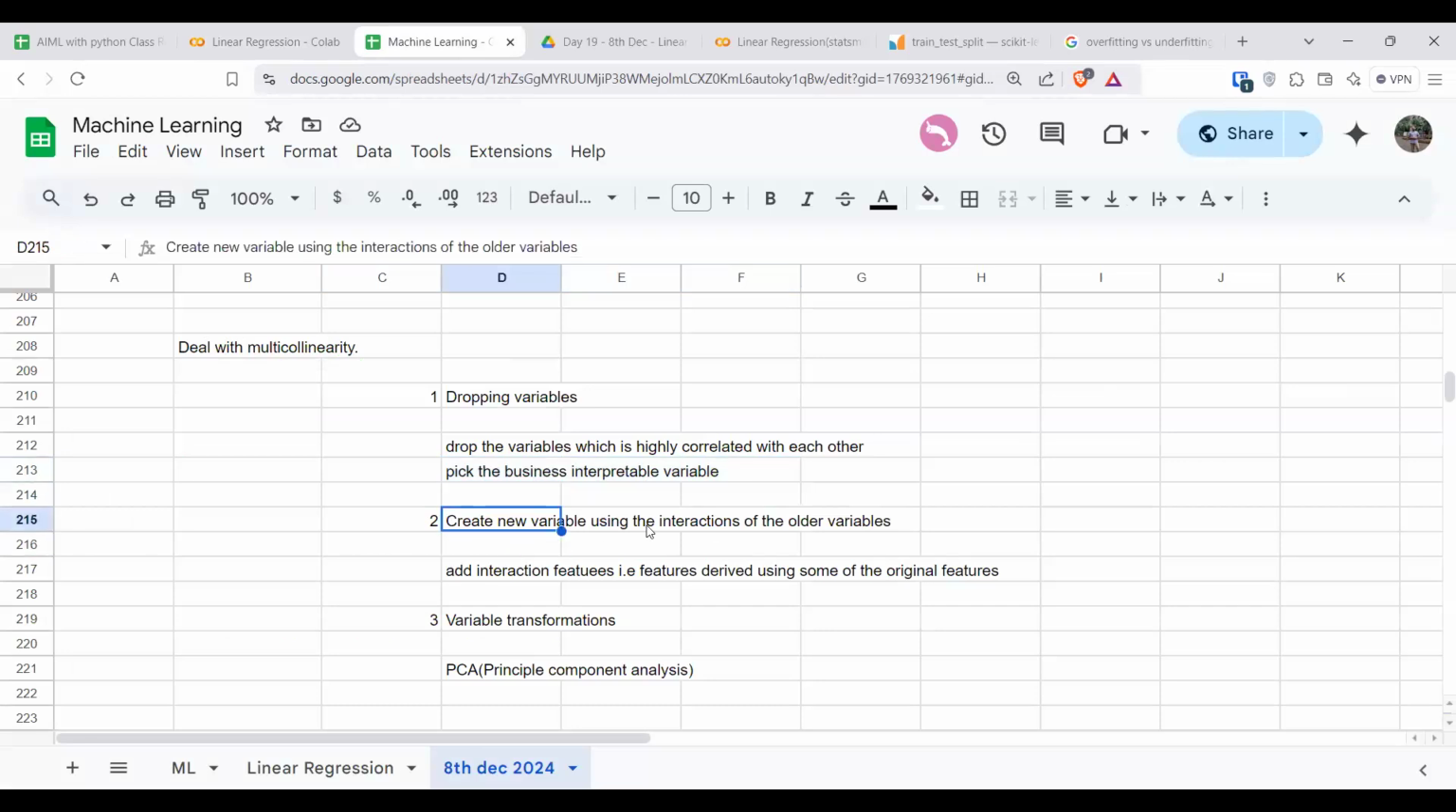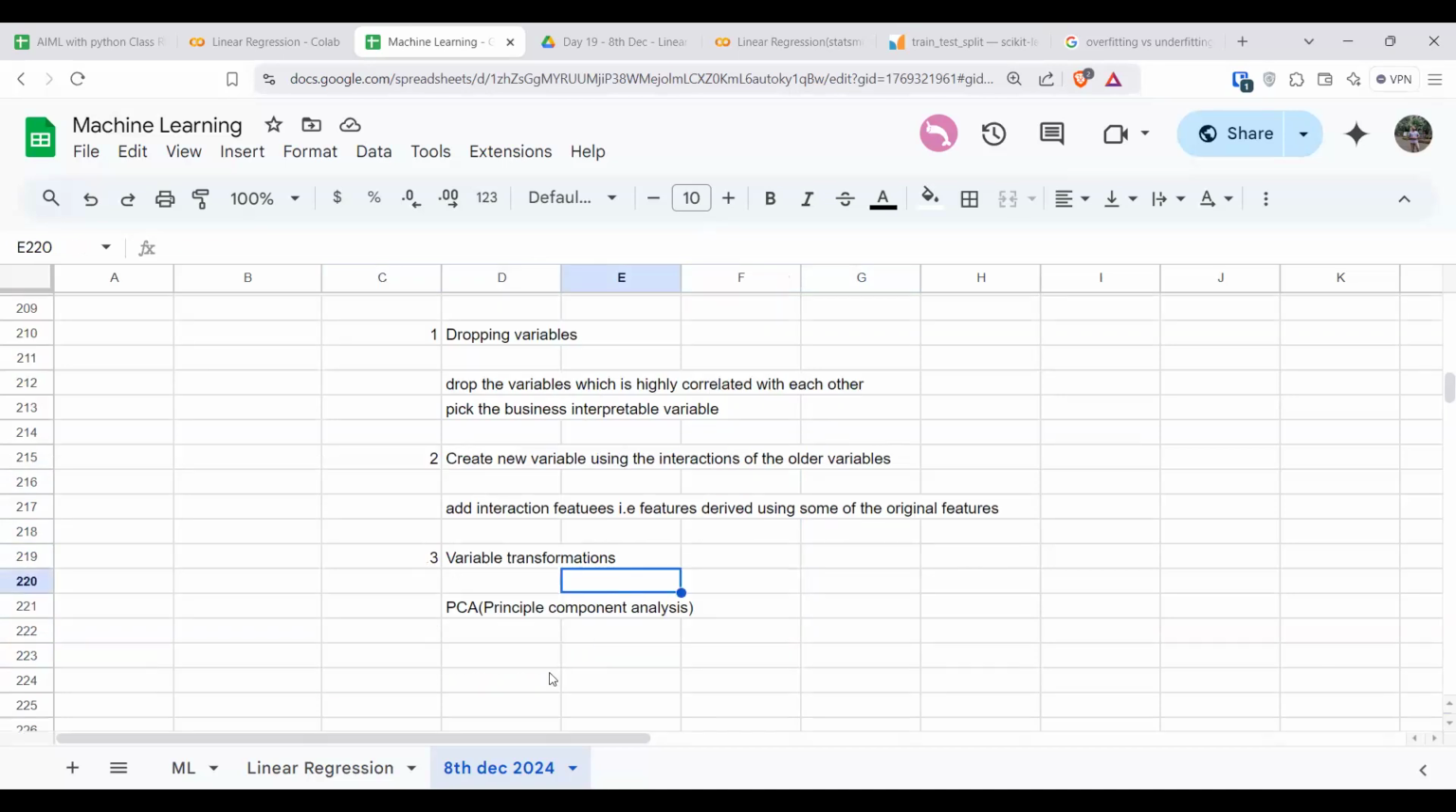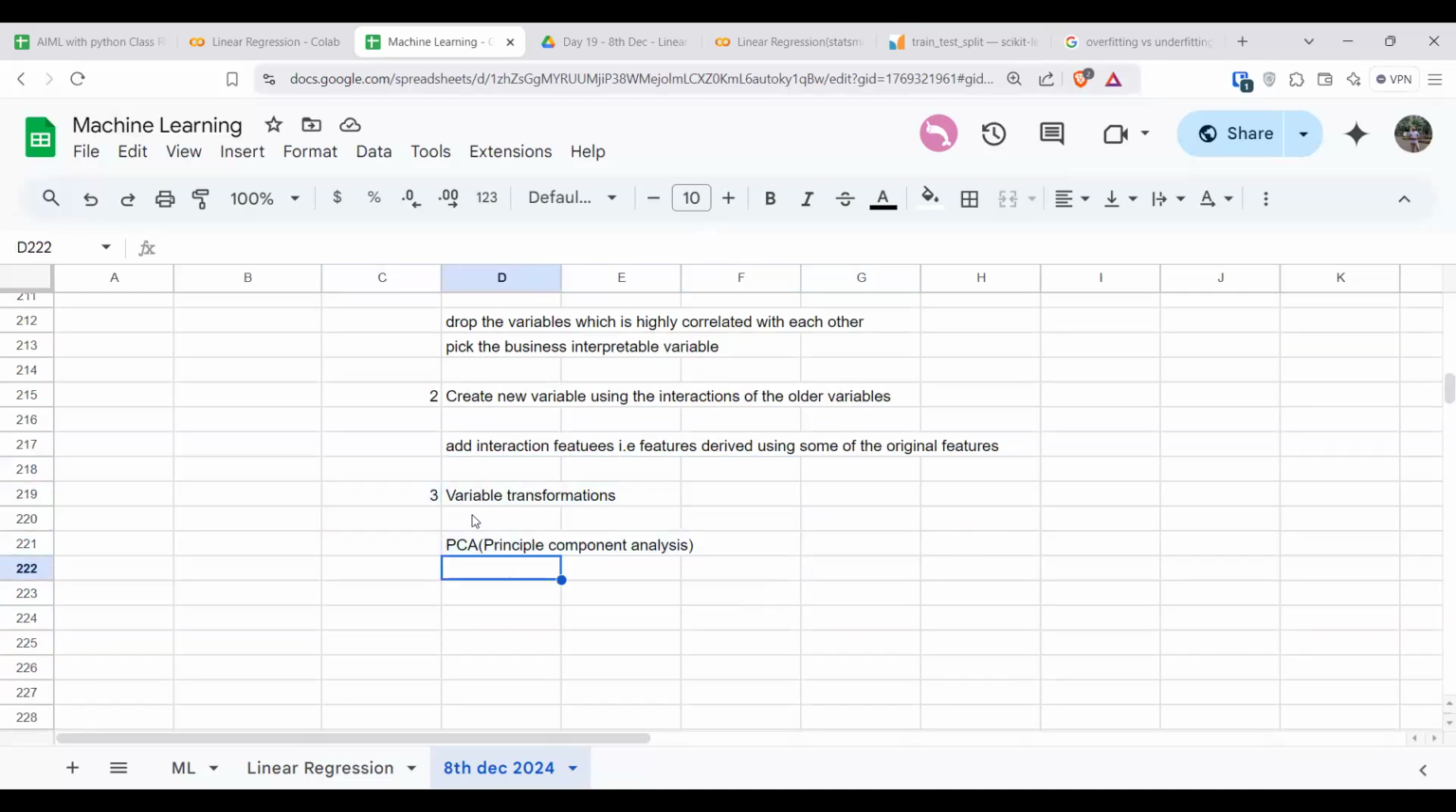Second is, you need to create a new variable using the interaction of the older variables, that is, features derived using some of the original features. So what you do is, you'll do some transformation and create a new variable by using some older variables, right? That's what it is. And then there is a variable transformation, that is PCA for us.